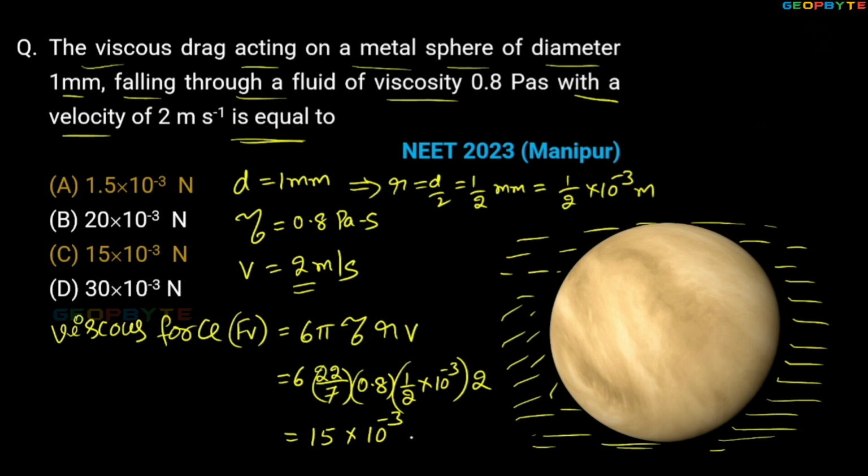Since it is a force, the unit is newtons: 15 into 10 power minus 3 newtons. Look at option C. Option C is absolutely correct. Understood clearly? Yes. Similarly, let us take another important problem.